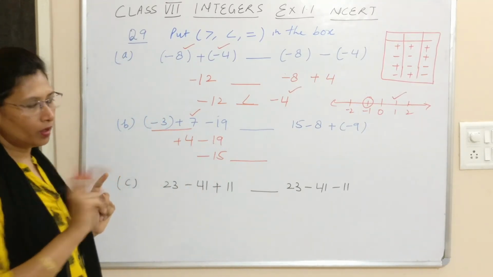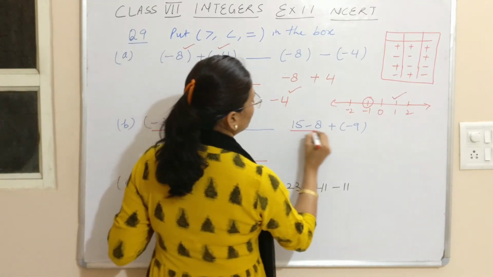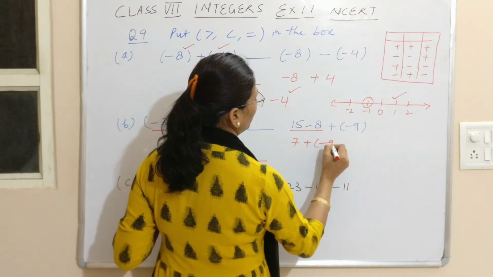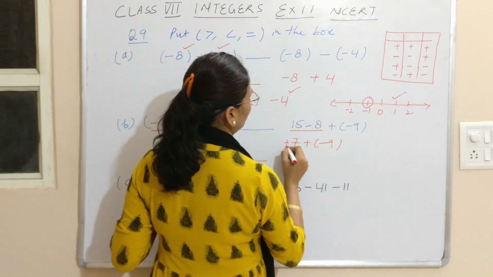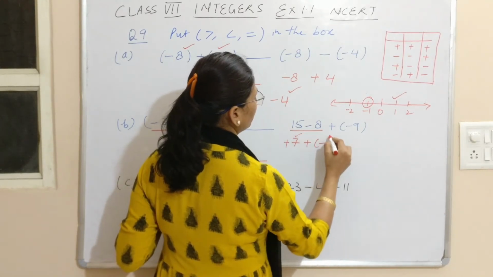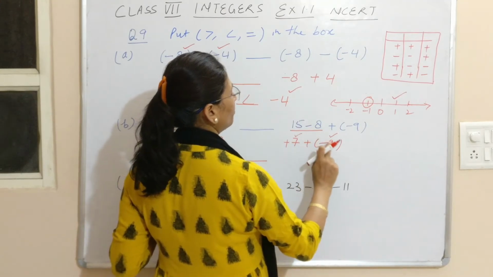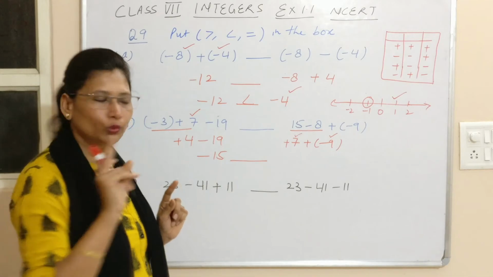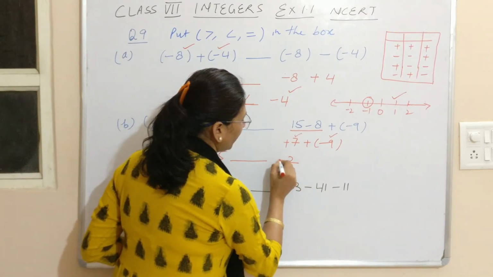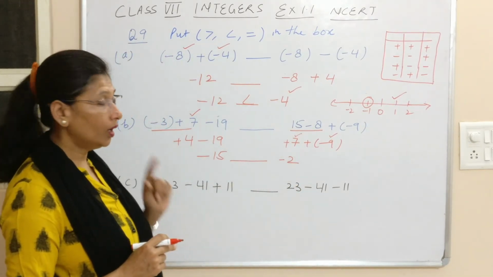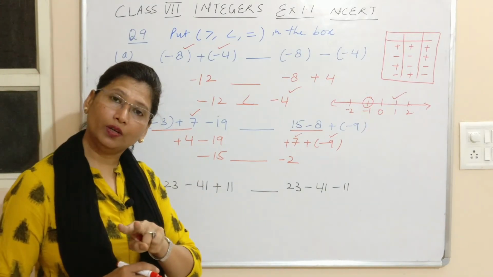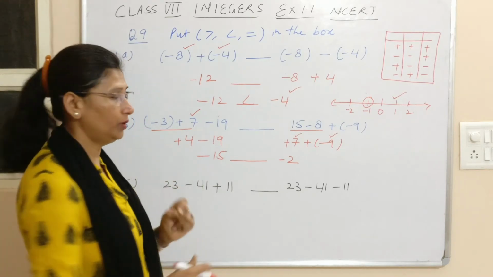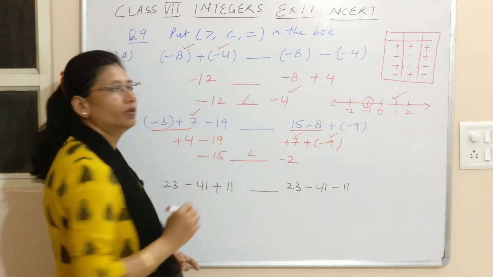Left side is done. Coming to the right side. 15 minus 8 is what? 7. Plus minus 9. So what are we doing? I am adding integers. First one integer is plus, another is minus. So 7 minus 9. I'll take the difference. So 9 minus 7 is 2. Fine. Which sign will 2 carry? Negative. Now we have again two negative integers. Which integer is greater? The integer with less numerical value. So this integer is greater.